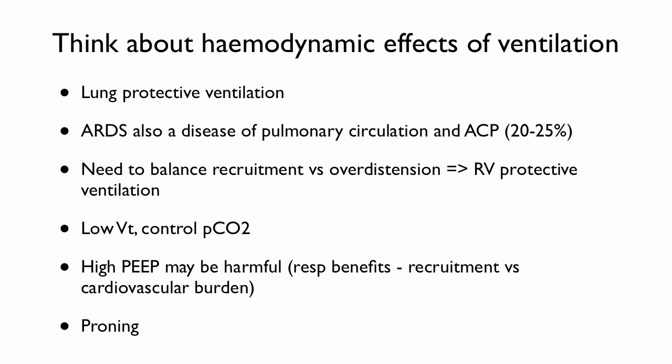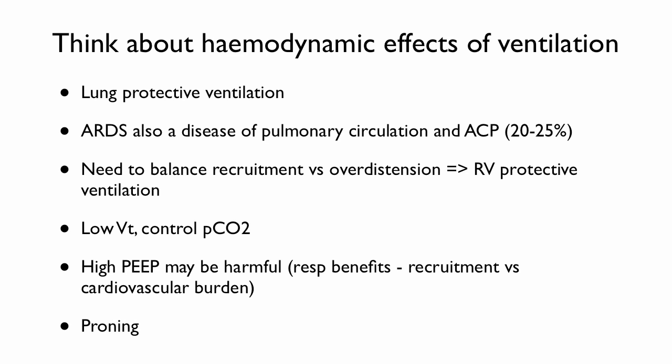So we're at the end, and I just wanted you to think about the hemodynamic effects of ventilation. We're all pretty familiar with the concept of lung protective ventilation, but ARDS, for example, is not just a lung disease, it's a disease of the pulmonary circulation. You've got pulmonary vasoconstriction, muscularization of the vessels, and thrombosis of the capillaries. So in about 20-25% of patients with ARDS, there is acute cor pulmonale. We need to think a bit more about the right ventricle, and we need to balance the effects of recruitment versus the effects of over-distension.